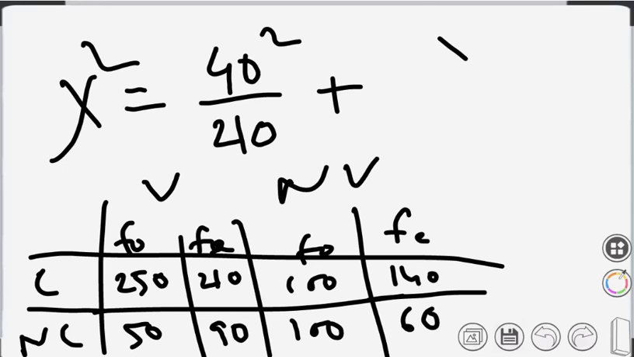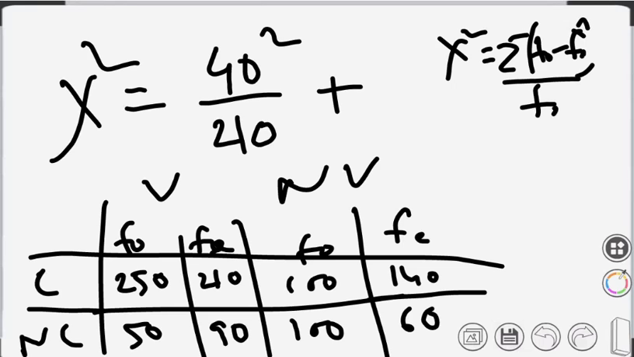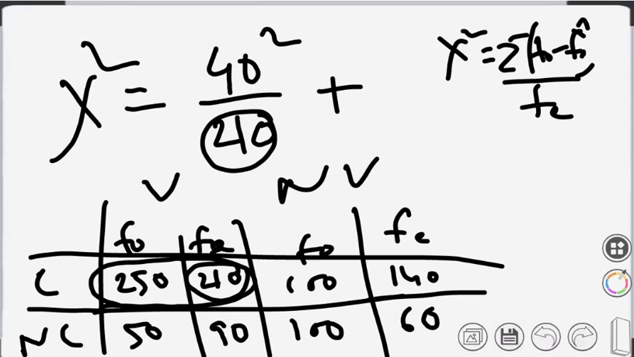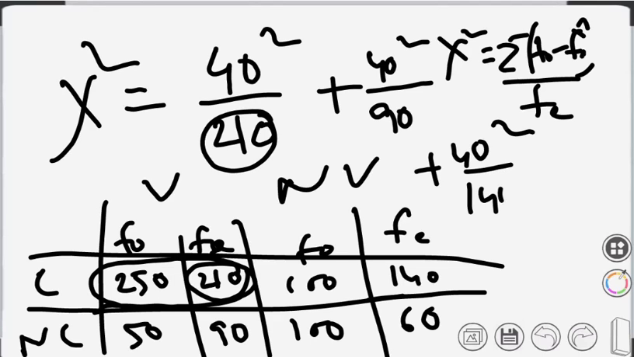I have written the formula for chi-square as summation of FO minus FE whole square by FE. So 250 minus 210 is 40. So 40 square by FE, which is 210. So that is one value. Then all of them are 40, each one is 40 square, the others also 40, one is by 90 plus 40 square by 140 plus 40 square by 60.